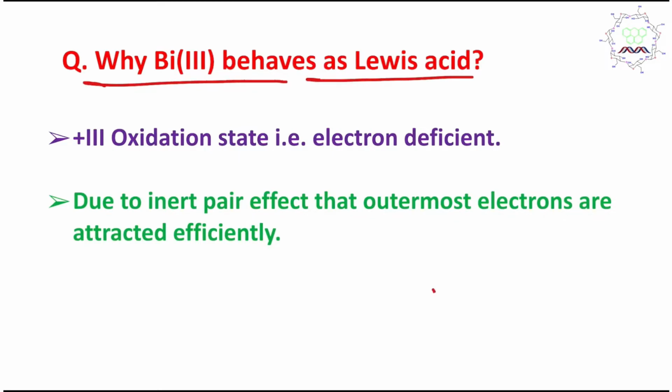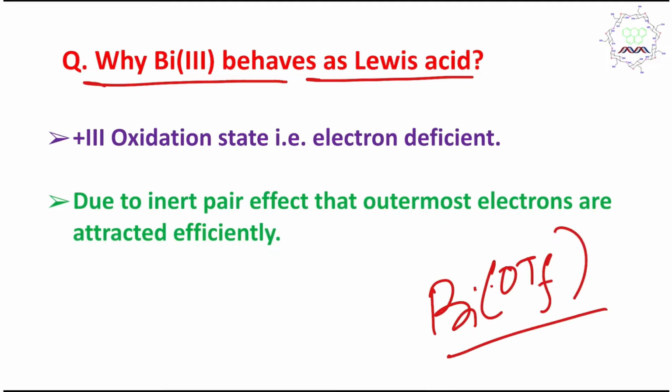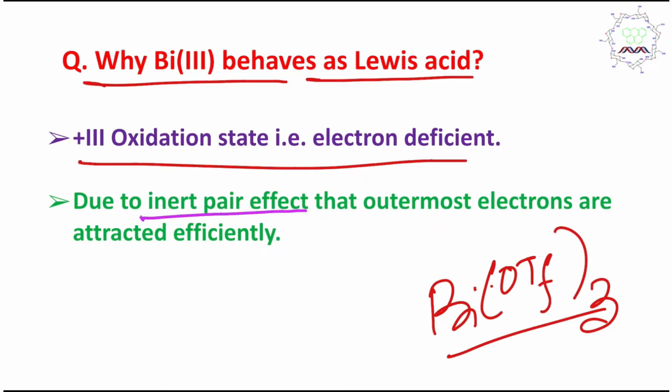Because here you can see what complex we have taken, bismuth triflate. Triflate is a stable anion, so that's why it's significantly ionic, and in the +3 oxidation state also it's electron deficient. Another reason, see, bismuth has one very common phenomenon, that is the inert pair effect or lanthanide contraction.